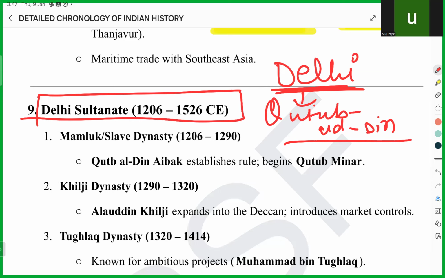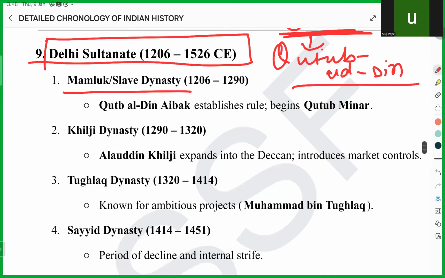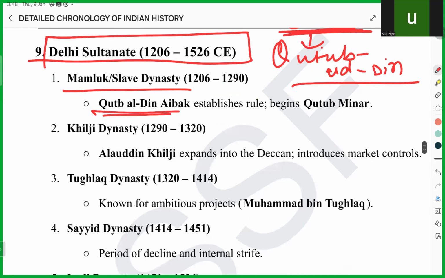सबसे पहले कौन सी डायनेस्टी आई? मामलुक डायनेस्टी. It was established by Qutubuddin Aibak. Qutub Minar सभी लोग गए होंगे. Everybody might have gone to Qutub Minar. So Qutub Minar जो है, that was made by the Mamluk dynasty or the Slave dynasty. इसमें एक person था, his name was Iltutmish. And Iltutmish was the son-in-law of Qutubuddin Aibak, and then he completed the Qutub Minar.